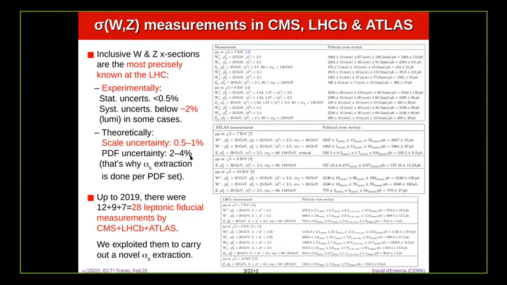It's 2 to 4%. So that's why we will carry out an extraction of alpha S per PDF set to gauge the impact of the PDF uncertainties. So that's the idea. We compare all these 28 measurements to the NNLO prediction, and we try to extract alpha S if possible.